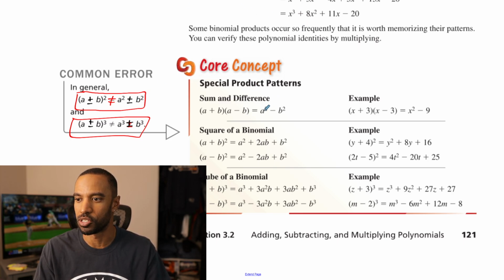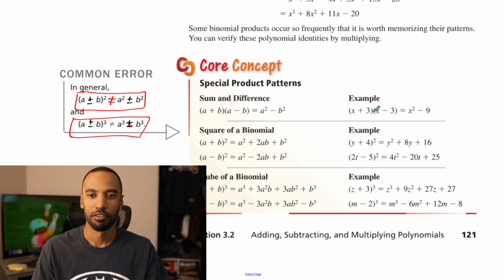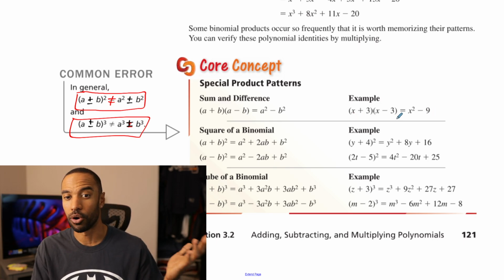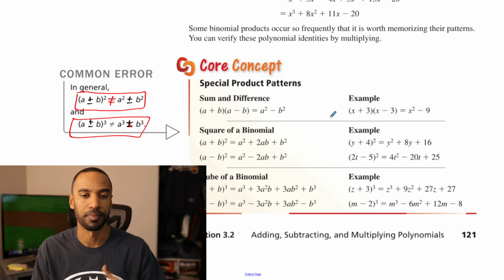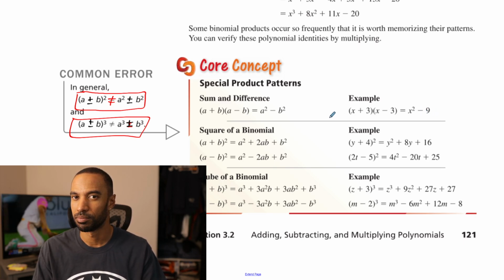Yes, the difference of two squares does come from a plus b times a minus b. The middle terms cancel out and you get that. For example, here you get x squared minus 9. And from here on out, guys, I'm going to go straight into that. I'll say this is a difference of two squares. There it is. Boom. Again, this was taught in IM2.